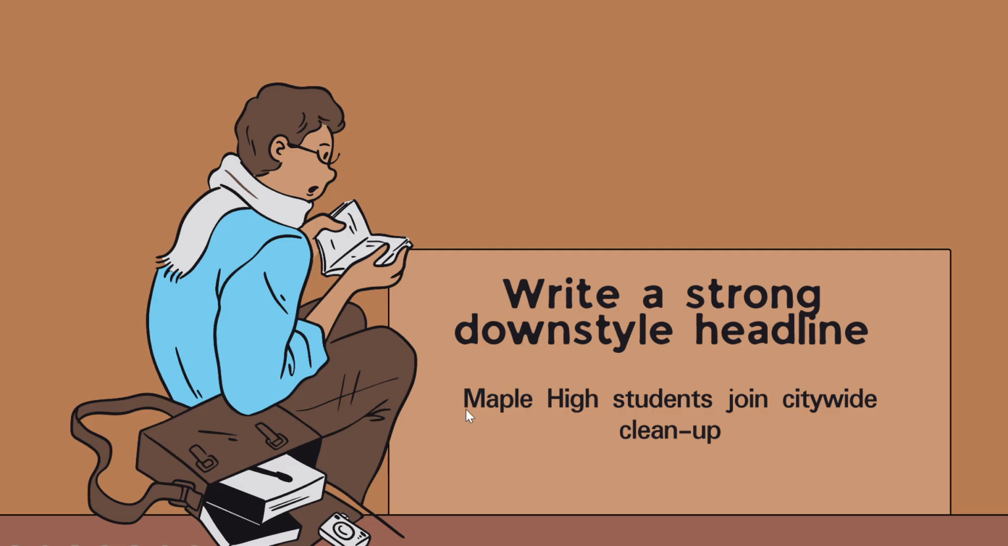Let's read this example on screen. Maple High students join citywide cleanup. Again, Maple High students join citywide cleanup. We are using down style. We're only capitalizing the first letter of the first word and, of course, the proper noun in this headline. All right, simple or short, clear, and of course, catchy.